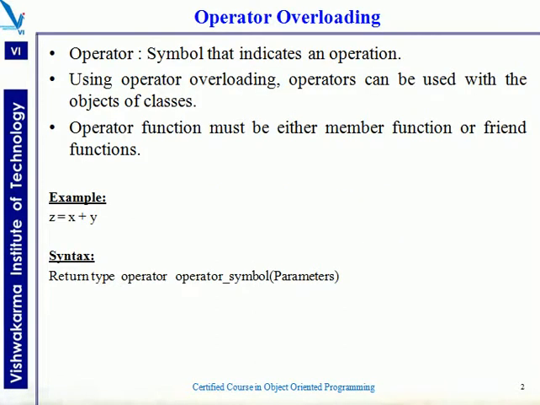Let's see what is operator overloading. It is the most fascinating feature of C++. As we know, an operator is a symbol that indicates an operation, and it is used to perform operations on constants or variables. In C++, operators can be used with the objects of classes using operator overloading. Because of operator overloading, objects can be used as variables of basic data types.